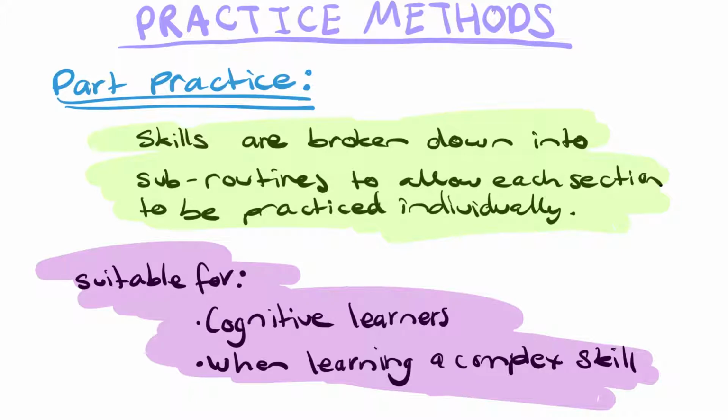So part practice methods are when skills are broken down into subroutines to allow each section to be practiced individually. And so we have that whole skill, but we break it down so that an athlete can either understand what's required in each part of the skill, or it could be quite a difficult skill which requires each little section to be mastered. And this is suitable for cognitive learners.